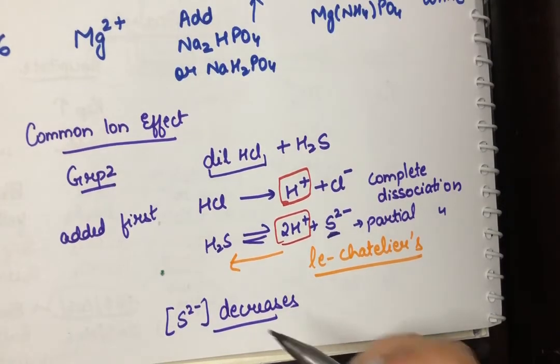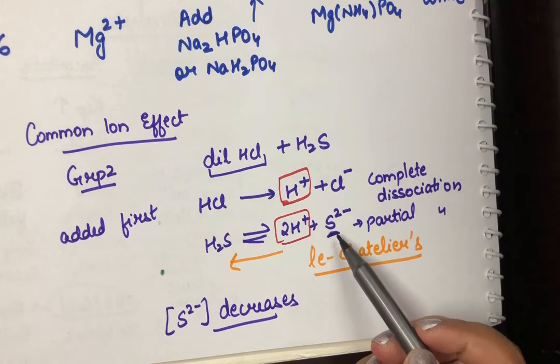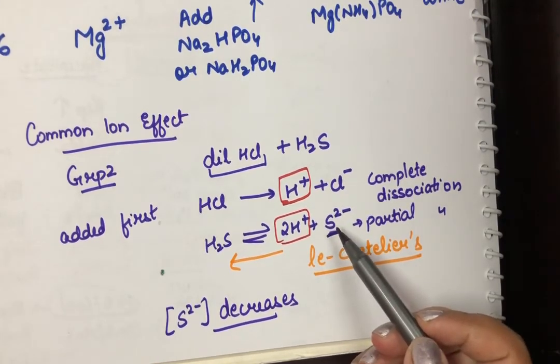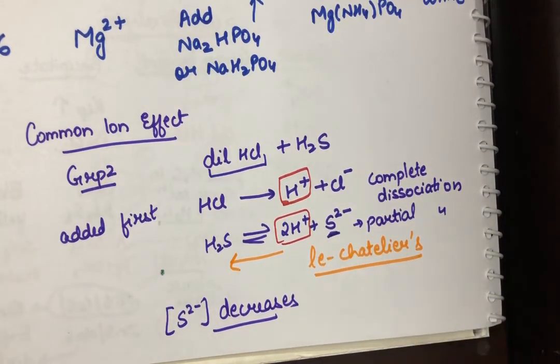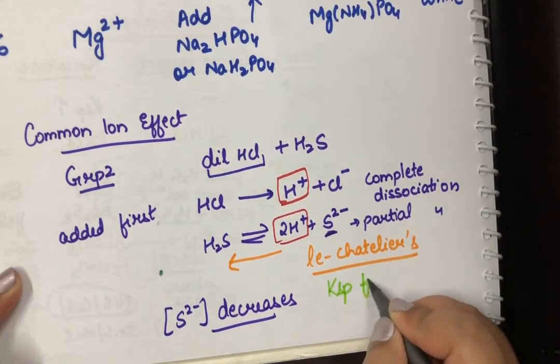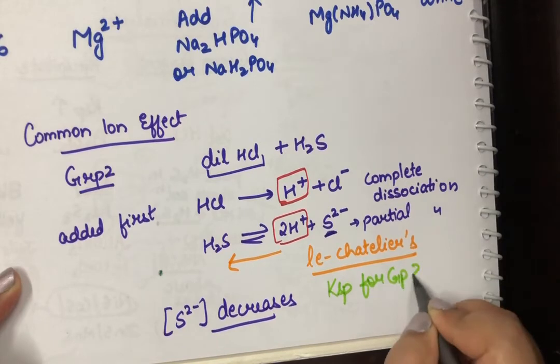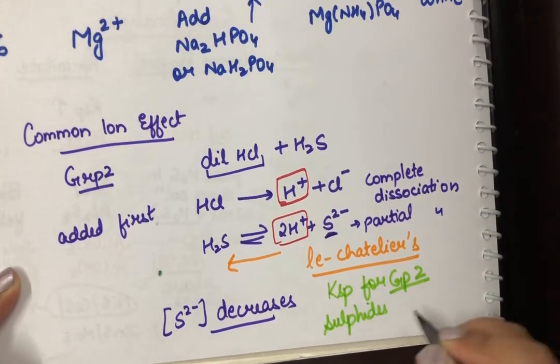But the question is, why did we do it like that? Why did we want the sulfide ion concentration to decrease? Because we need less of sulfide ions in our analysis. Why? Because the KSP for group 2 sulfides is low.